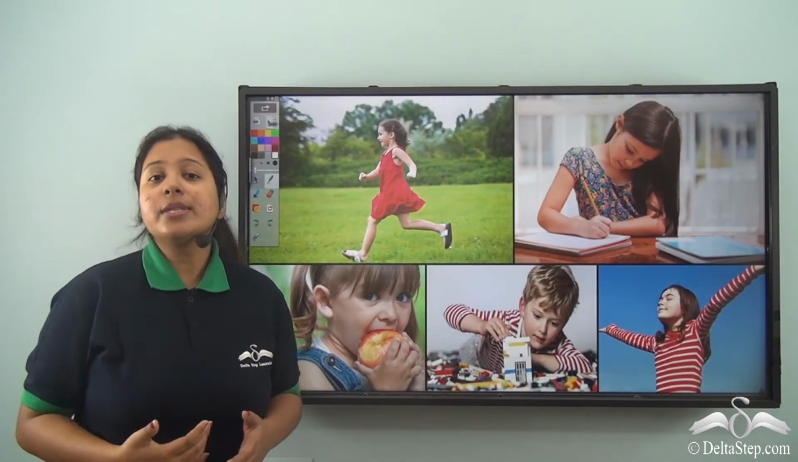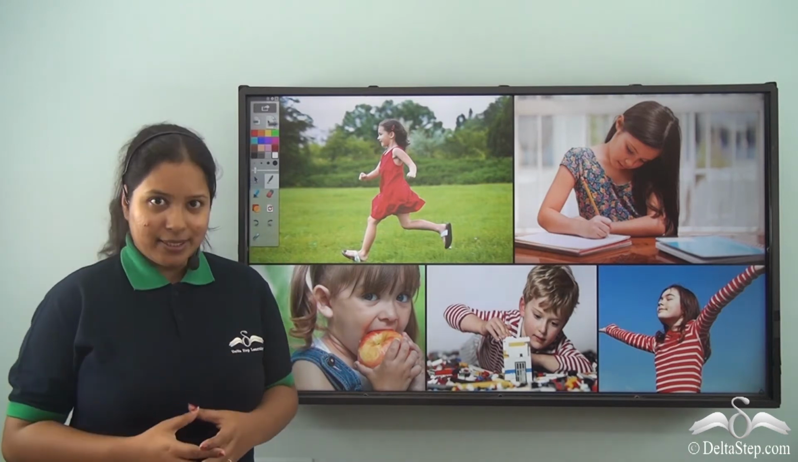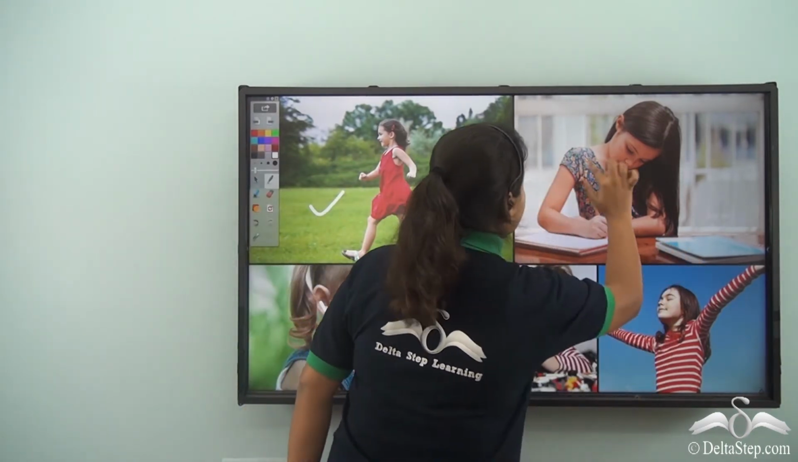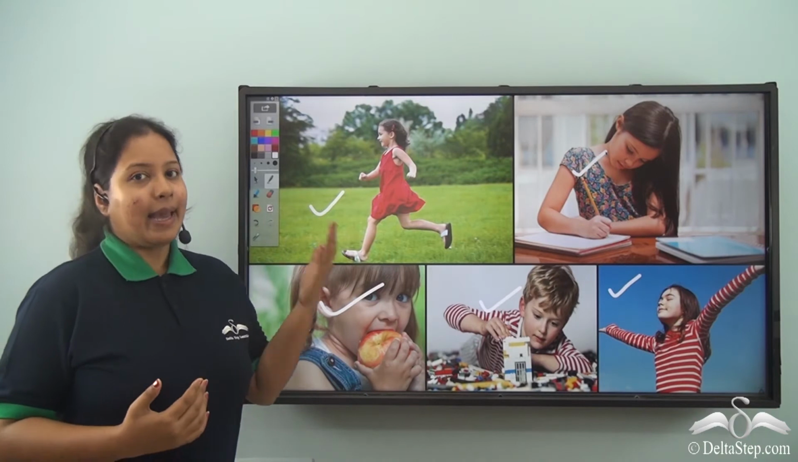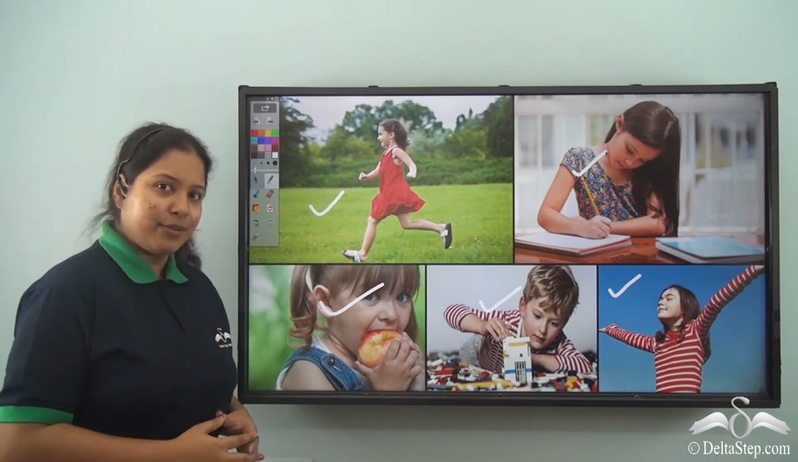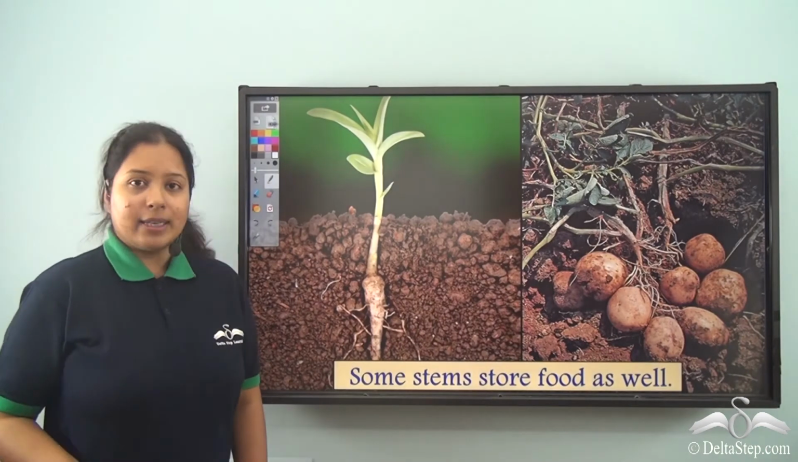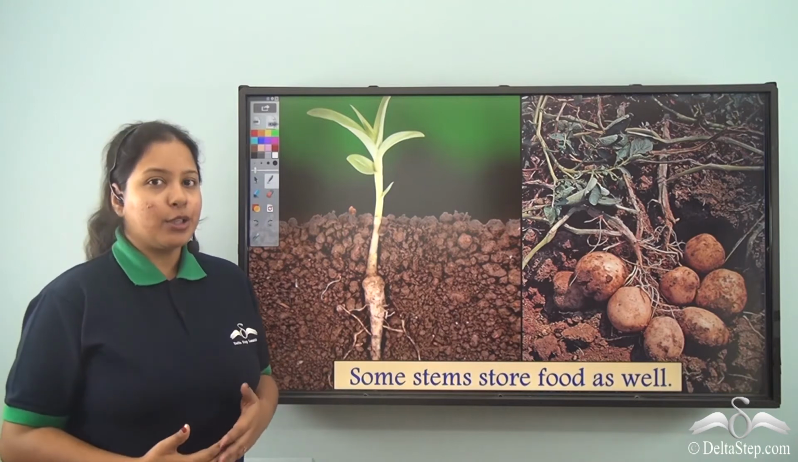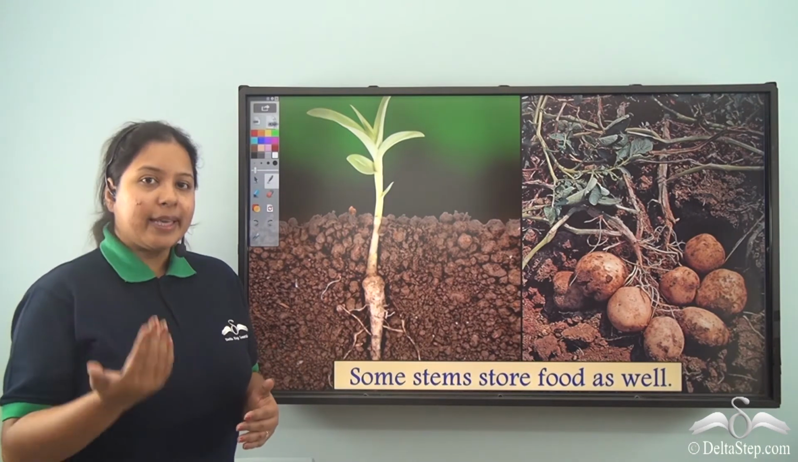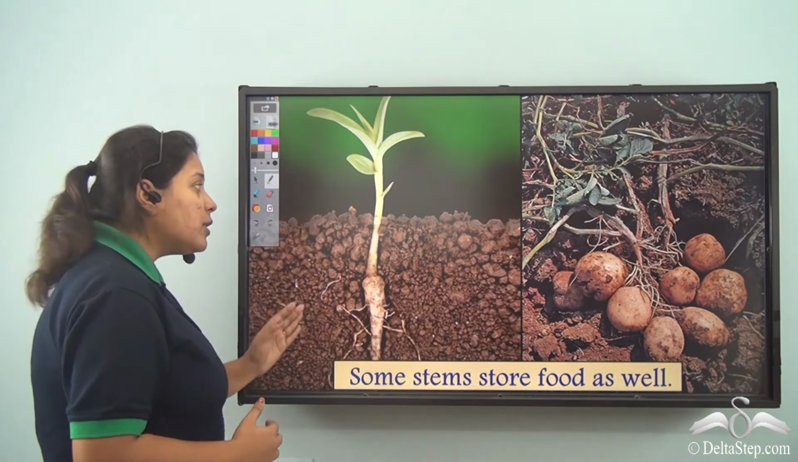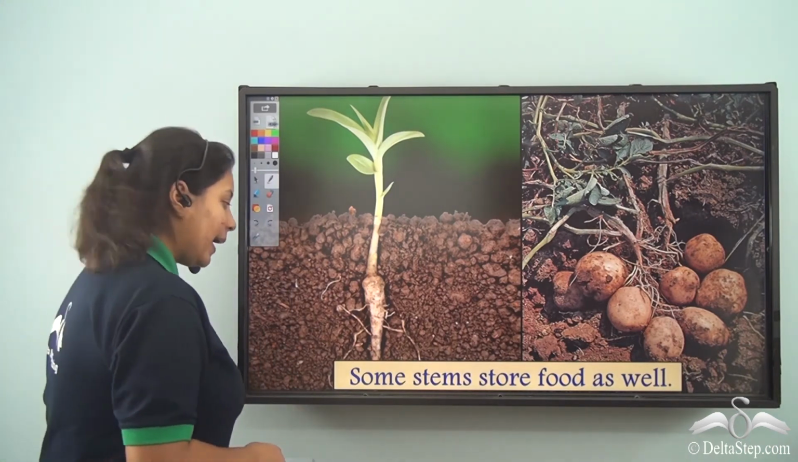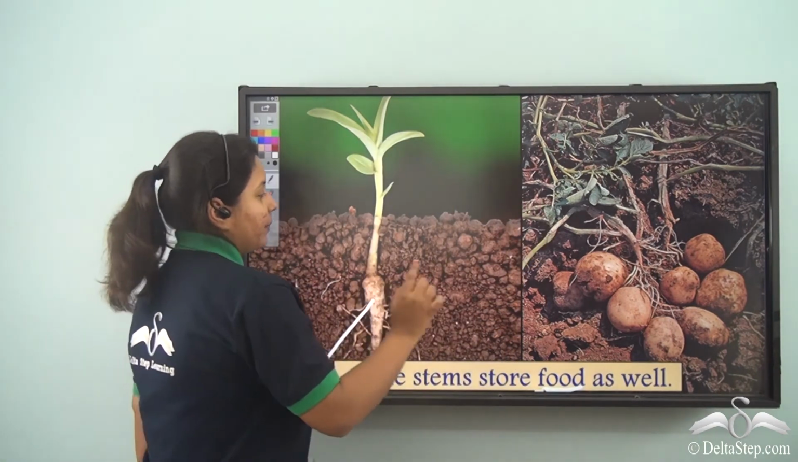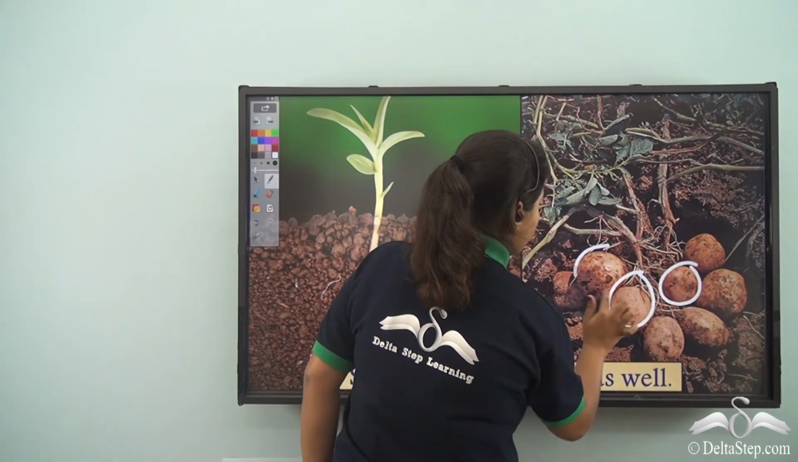Now, just like using our body, we do different activities, right? Like running around, eating, playing, breathing and also studying. So, our body helps us in different kinds of activities. Similarly, stems also help in other activities than just the movement of food, water or making food or giving wood. They also have got some special function, like some stems store food as well. See, these are the stems which store food.